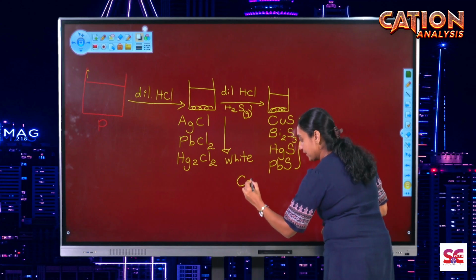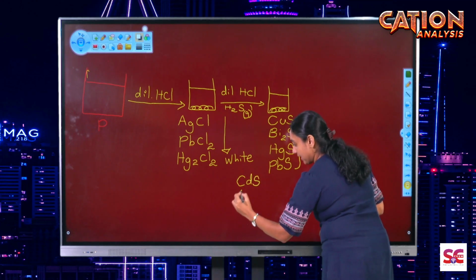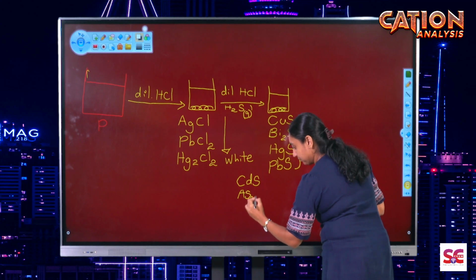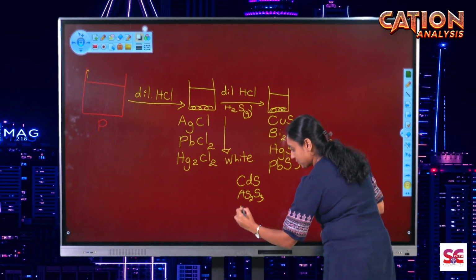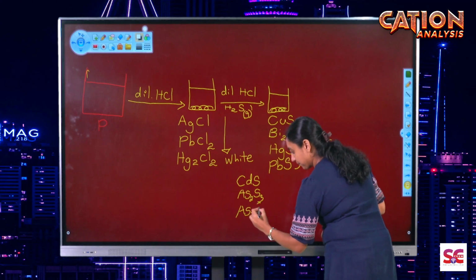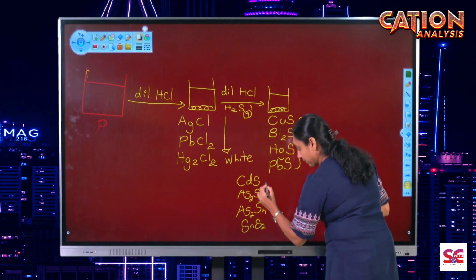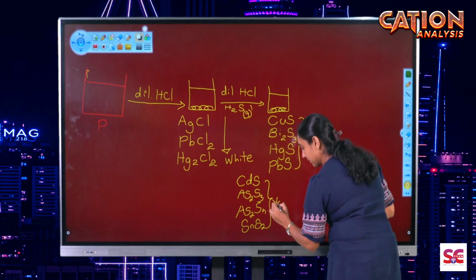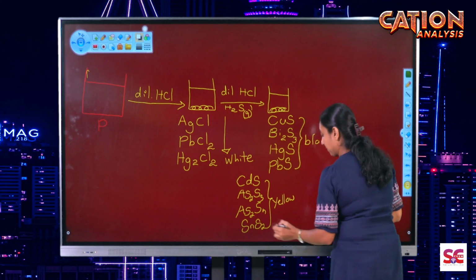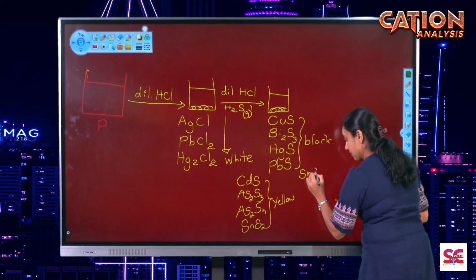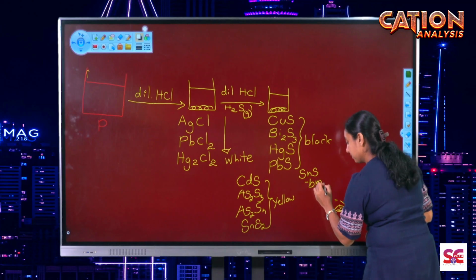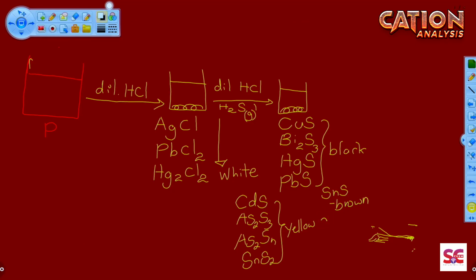CdS, cadmium sulfide, As2S3, As2S5, and SnS2. Those are yellow color precipitates. SnS is brown color. And lastly, antimony sulfide Sb2S3 precipitates as orange color sulfide. It's the only sulfide which is orange in color, right?